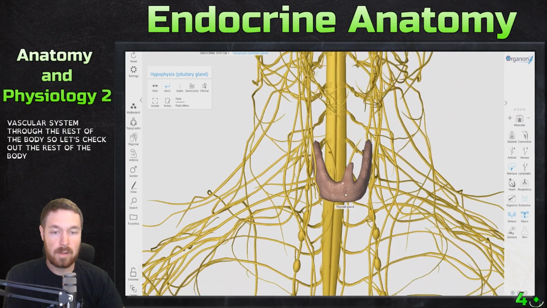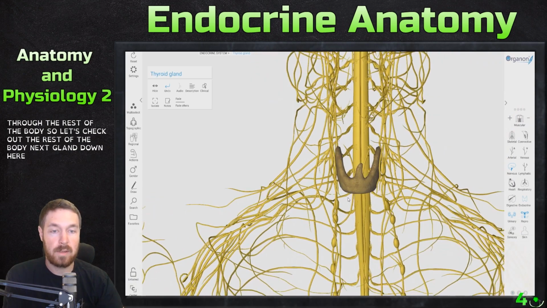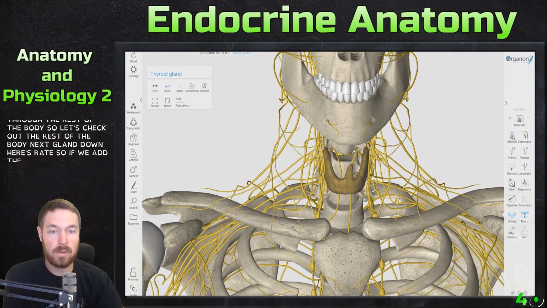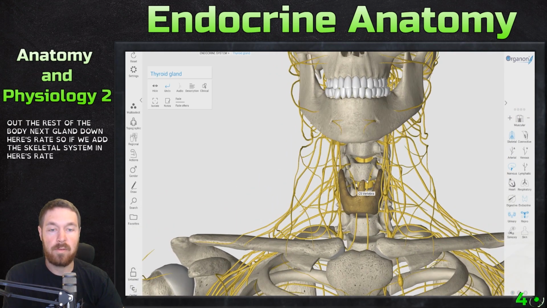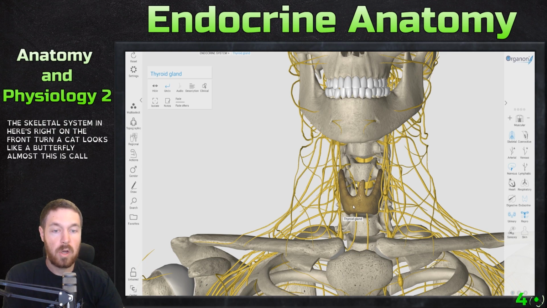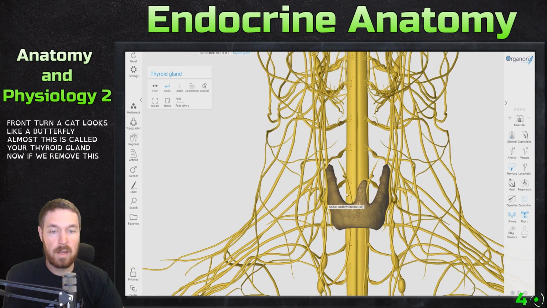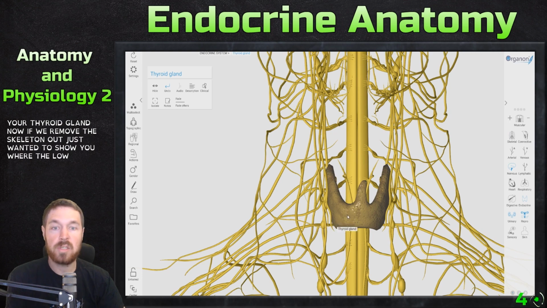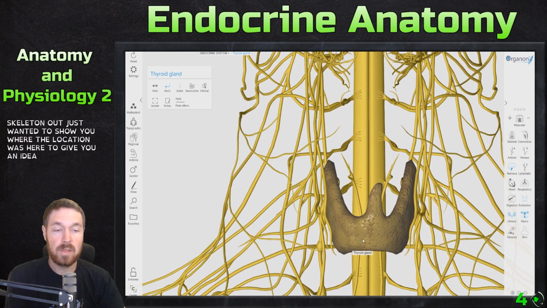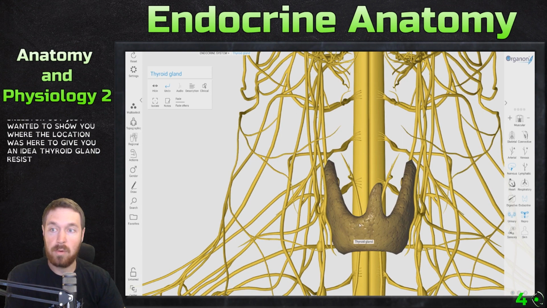The next gland down here is right. So if we add the skeletal system in here, it's right on the front of your neck. It looks like a butterfly almost. This is called your thyroid gland. Now, if we remove the skeleton, I just wanted to show you where the location was to give you an idea. The thyroid gland releases thyroid hormones, of course.